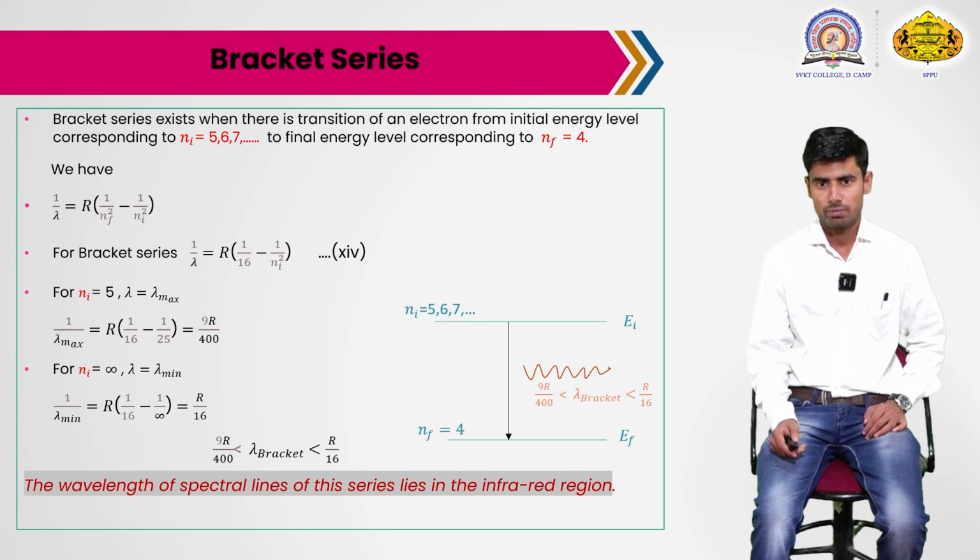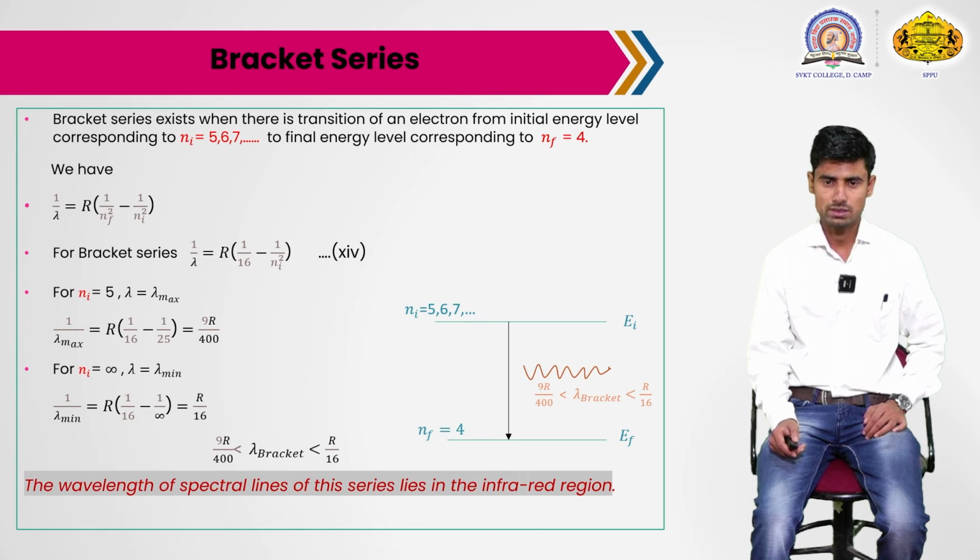The fourth series is the Brackett series. Now the Brackett series exists when there is a transition of an electron from the initial energy level corresponding to Ni equals 5, 6, 7 to the final energy level corresponding to Nf equals 4. And here, by using the formula for wave number, by substituting Nf equals 4, I will get 1 by lambda equals R into 1 by 16 minus 1 by Ni square.